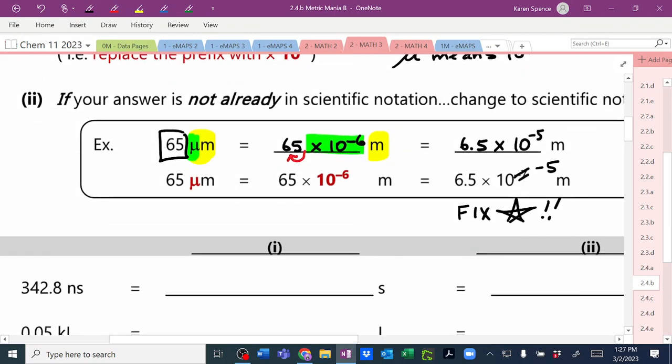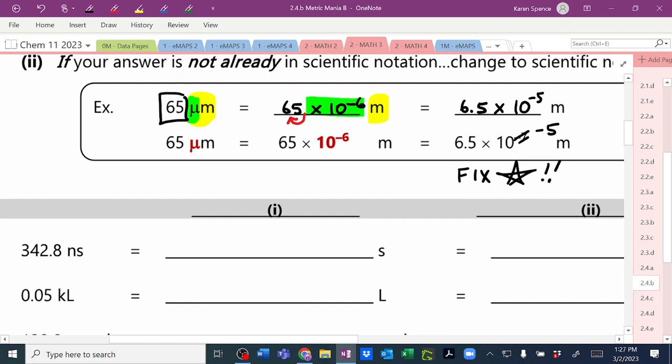All right, let's do one more example. Let's do 342.8 nanoseconds. What does the prefix nano mean? Nano means 10 to the negative 9. So we're going to keep the 342.8, but we're going to replace nano with times 10 to the negative 9, and then we just have our seconds.